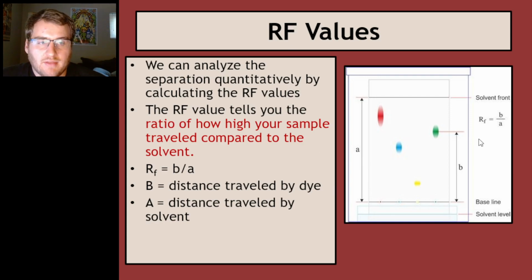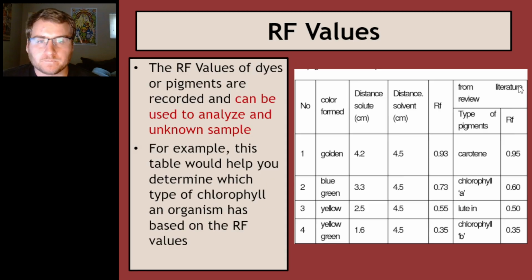Okay? So like B here, it looks like it's about 75%, so its RF would be about 0.75. Blue has an RF of about 0.5, maybe a little bit above. Red's RF would be about 0.8, right? It's about 80% of the paper, and so on. So it's just a way to calculate that.